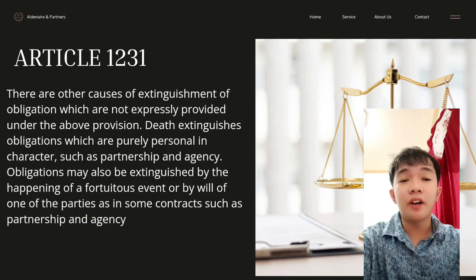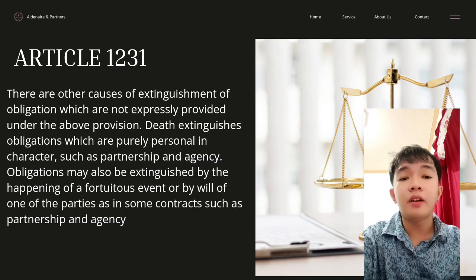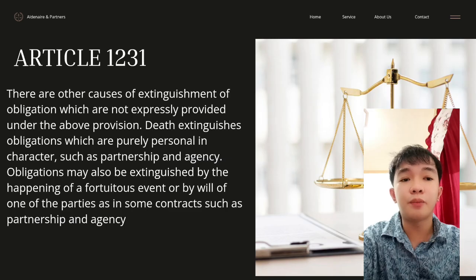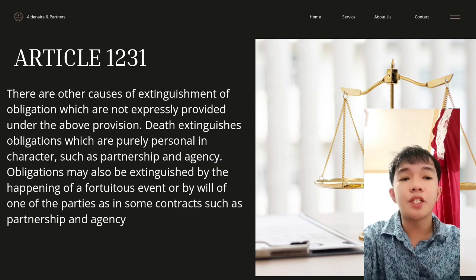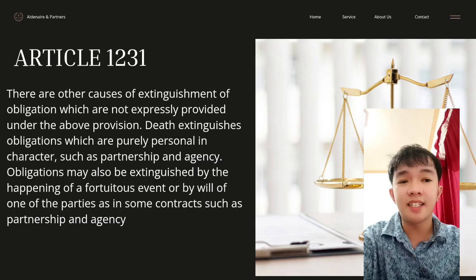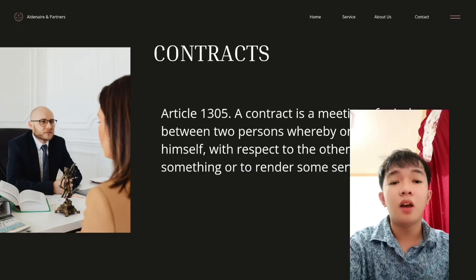Now let's talk about Article 1231. There are other causes of extinguishment of obligation which are not expressly provided under the above provision. That extinguishes obligations which are purely personal in character, such as partnership and agency. Obligations may also be extinguished by the happening of a fortuitous event or by will of one of the parties, as in some contracts such as partnership and agency.